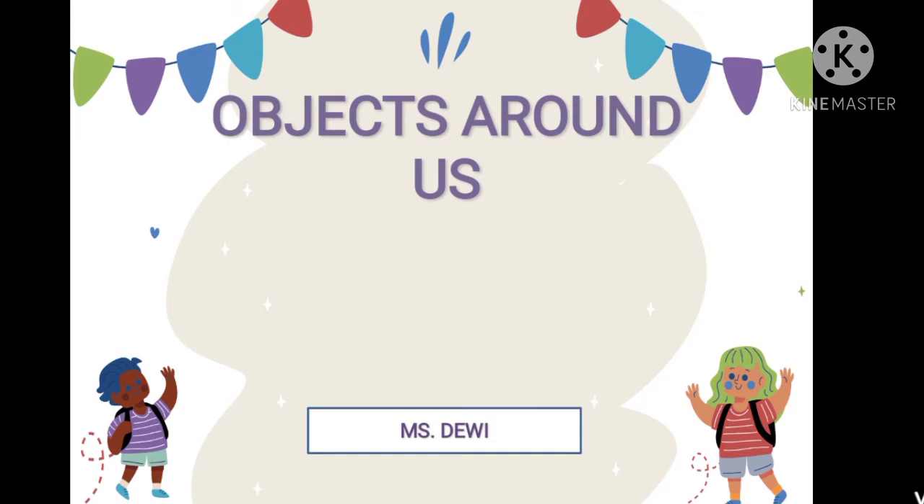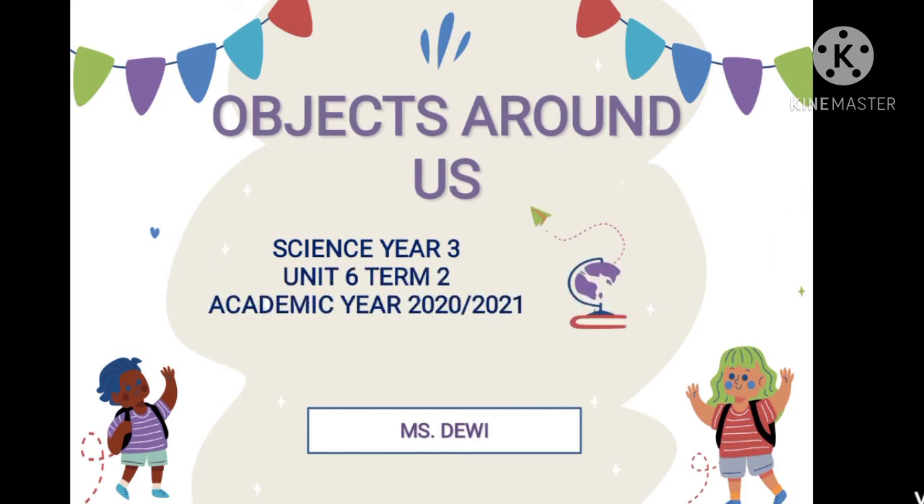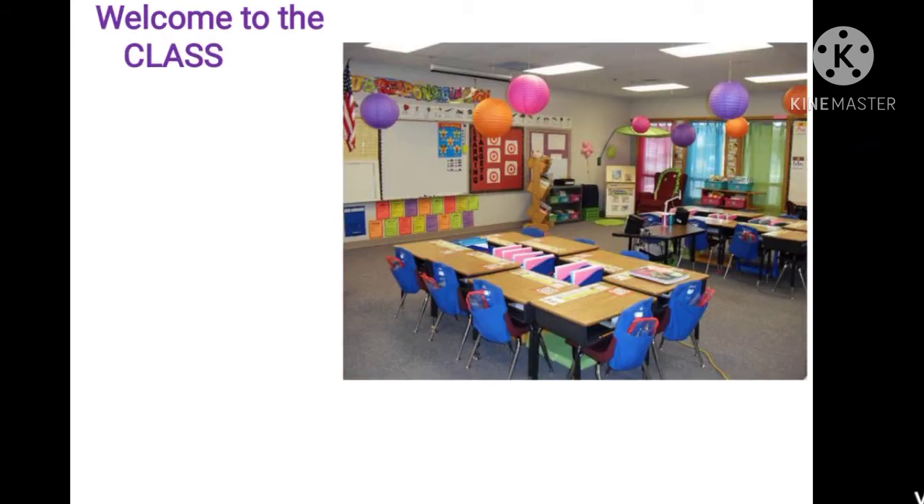Today we will talk about objects around us. This is our science year 3, unit 6, in term 2. Let's take a look. Welcome to the class. Yeah, it's been a long time since we've been in the class. So now, as if we are in the class, look at the objects around your classroom.